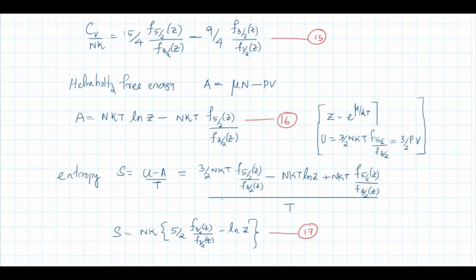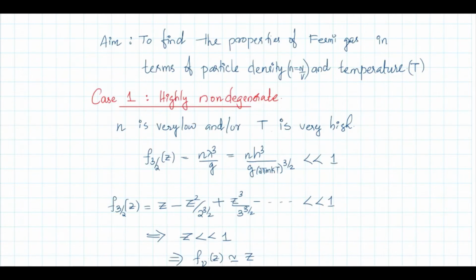Now entropy S is given by internal energy minus Helmholtz free energy by T. Internal energy U, we already have 3 by 2 nkt f5 by 2 by f3 by 2. A is minus nkt log z plus nkt f5 by 2 by f3 by 2. This is 3 by 2 plus 1, that is 5 by 2 nk f5 by 2 by f3 by 2. This temperature will cancel from numerator and denominator. Last term is minus nk log z. This is the equation for entropy. So for an ideal Fermi gas, we obtained equations for internal energy, specific heat capacity at constant volume, Helmholtz free energy, entropy, etc.